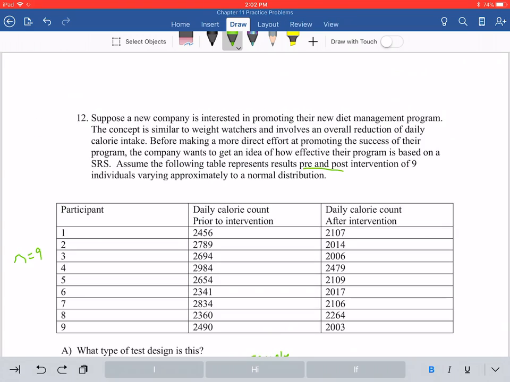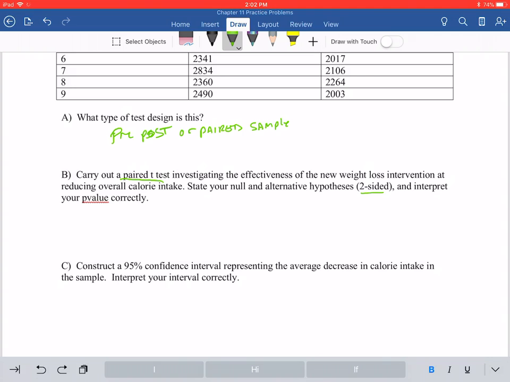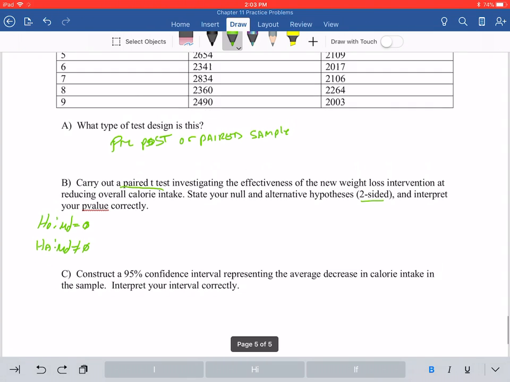So here, our null hypothesis is going to be a two-sided one, and our alternative hypothesis two-sided. Our null hypothesis is going to be mu delta, because we know we're doing match pair, is equal to 0. And our alternative hypothesis is going to state mu delta does not equal 0.